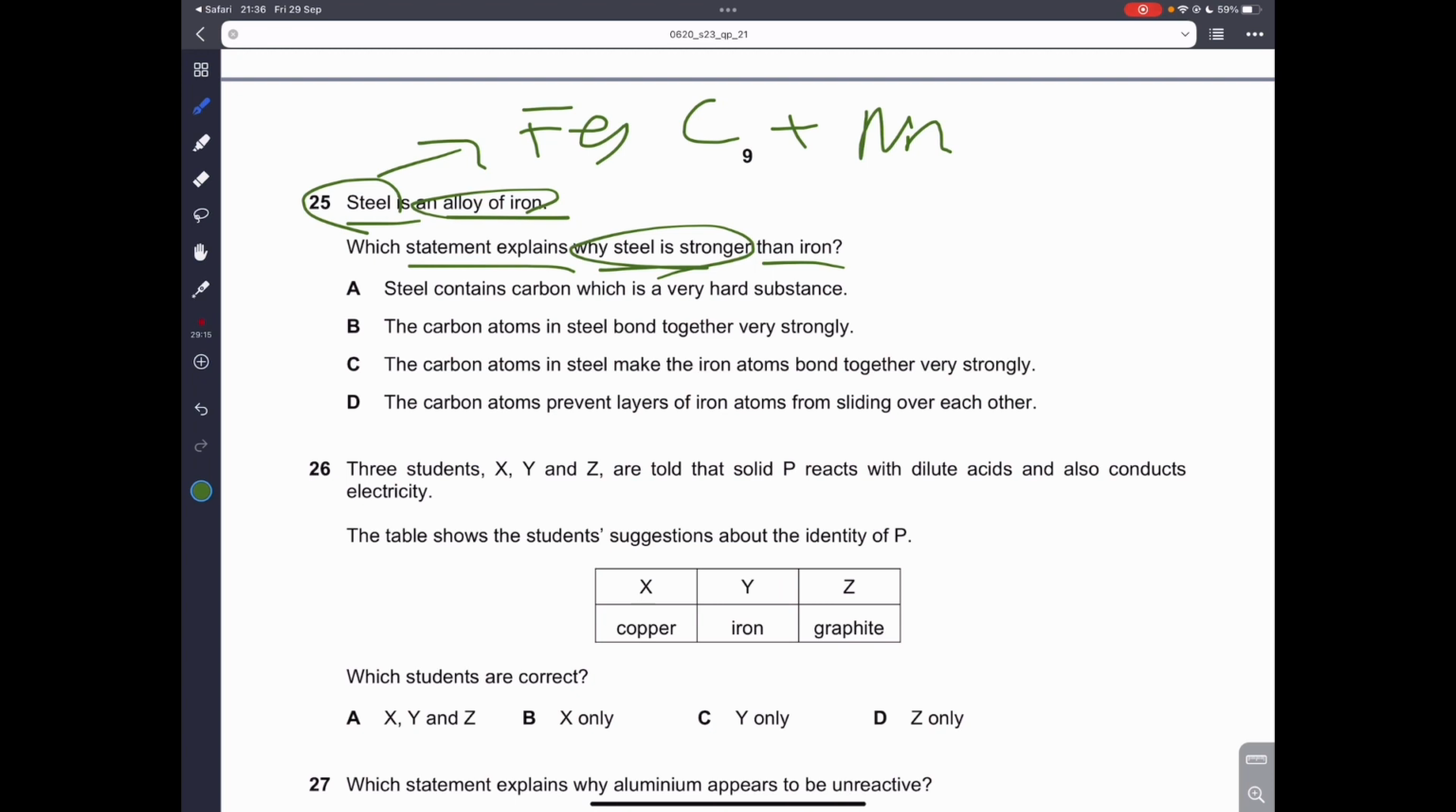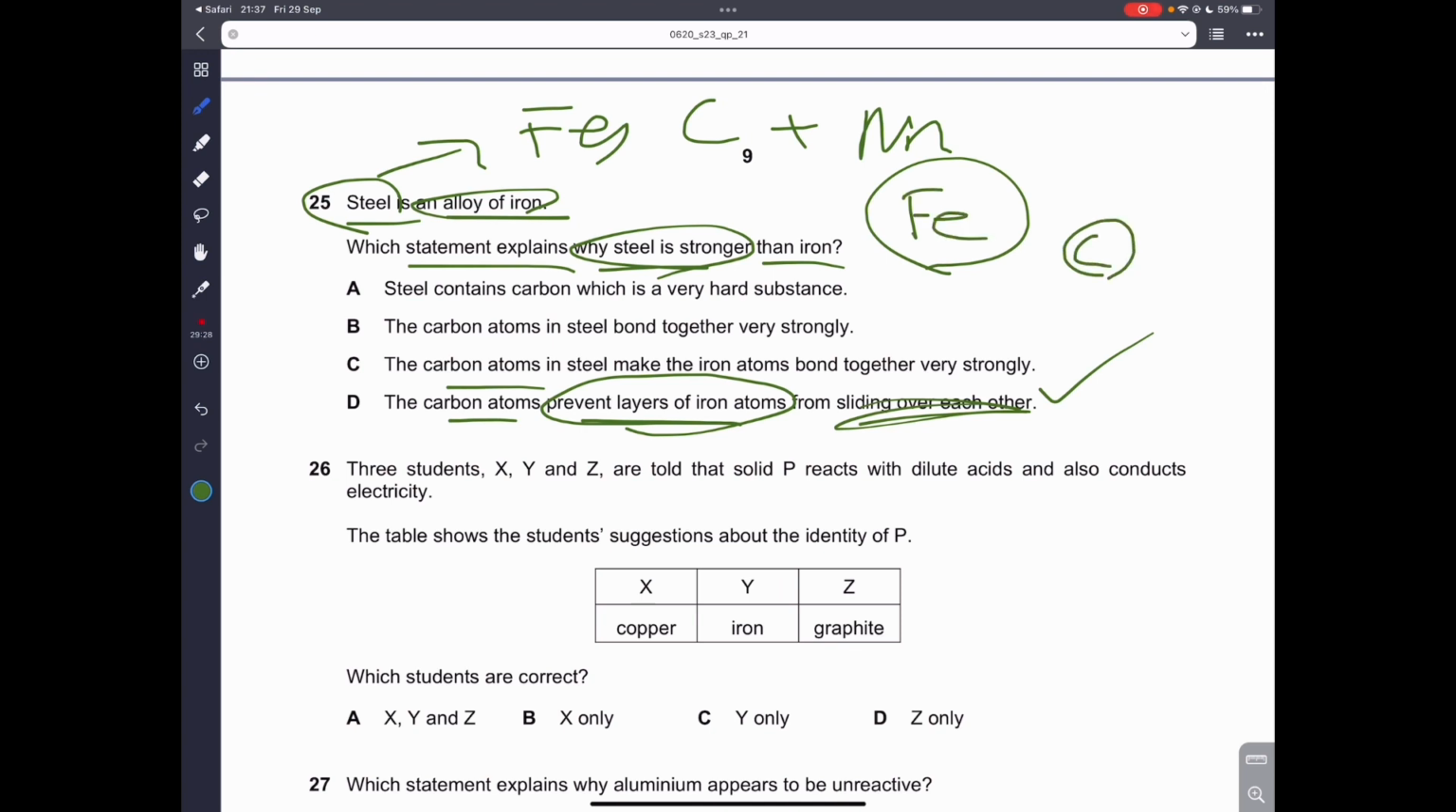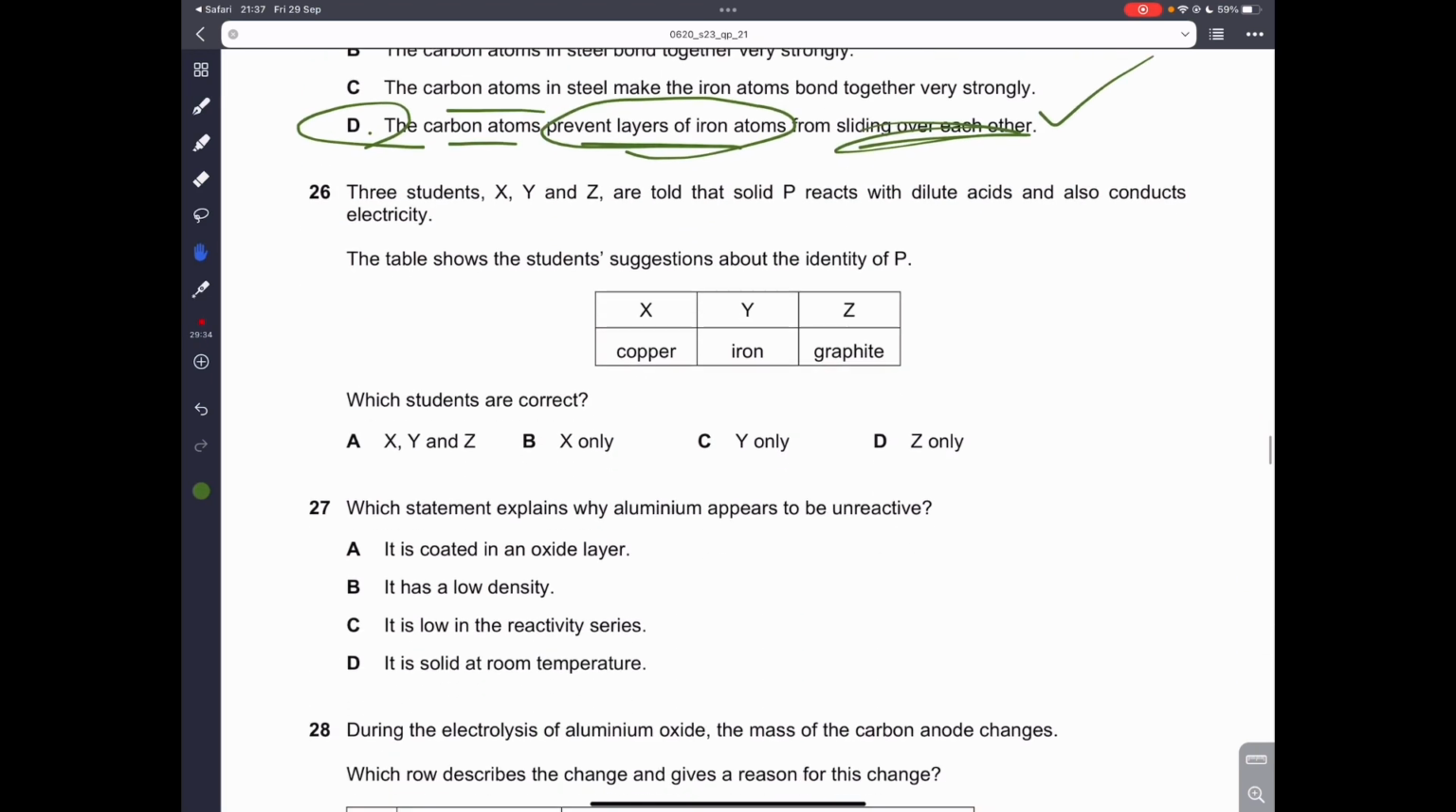Now, this is because the carbon atoms in steel prevent the layers of iron atoms from sliding over each other. Because of the different size atoms, they prevent the layers from sliding over each other. That's why it is harder. So D is the correct answer.